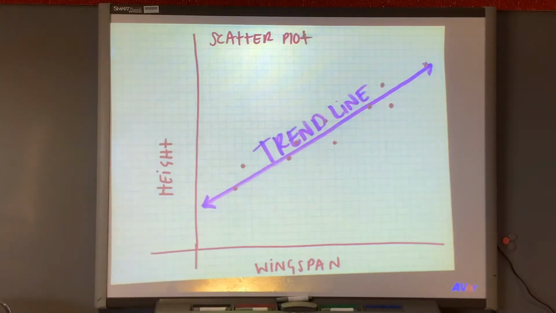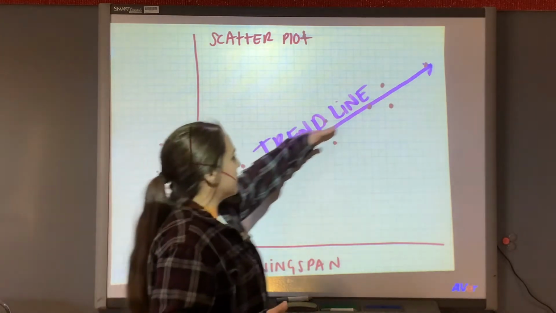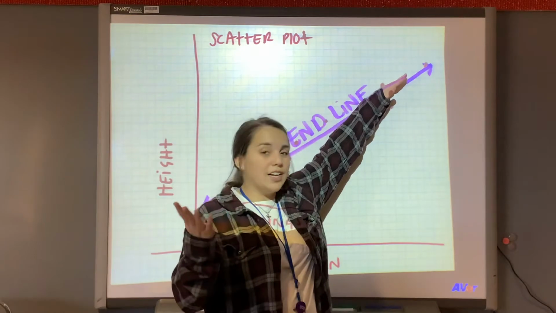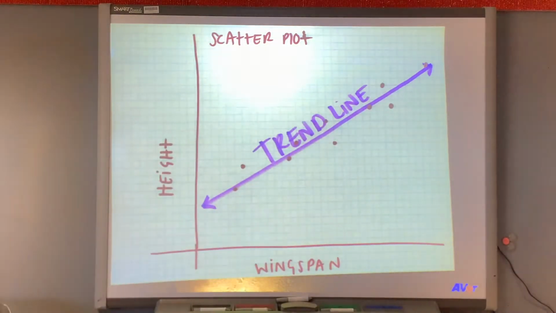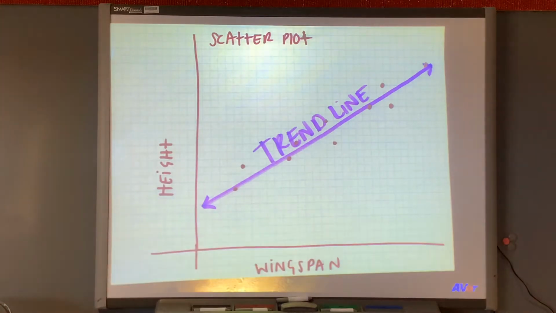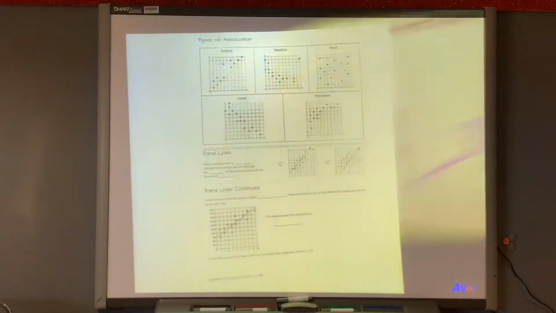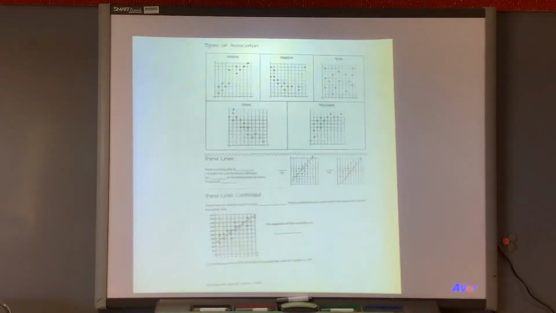Yet they're still forming some type of line, which we call a trend line. It's just like on TikTok or anything viral, it's the new trend. So if all of these dots are going in the same way, they are all trending, going together. That's why they're called a trend line, okay? Trend lines are the lines of best fit. You should have a paper that looks like this. That will be your notes for today's lesson.